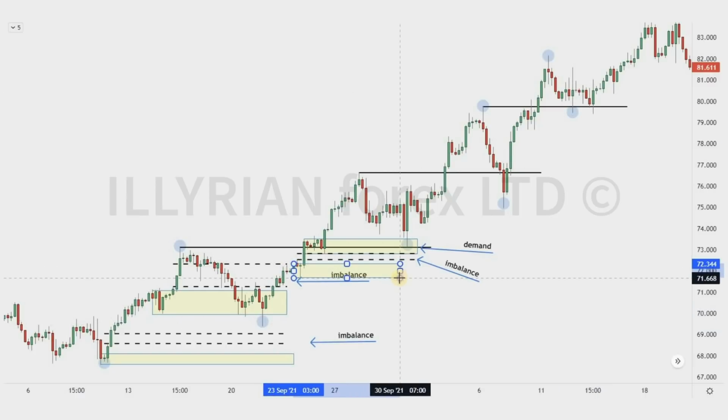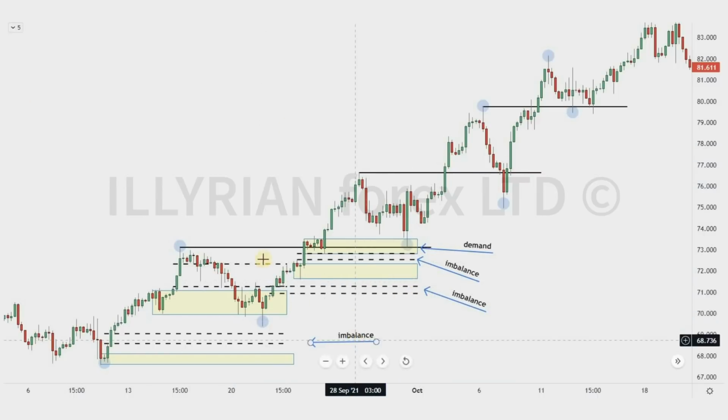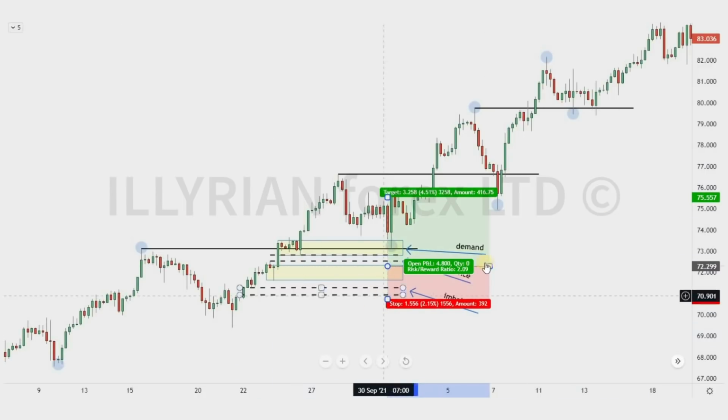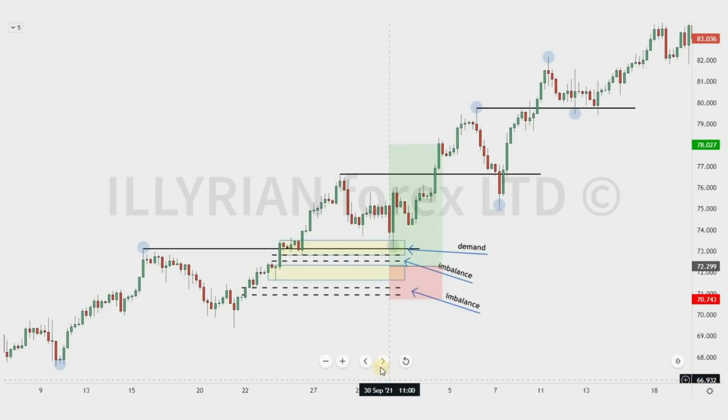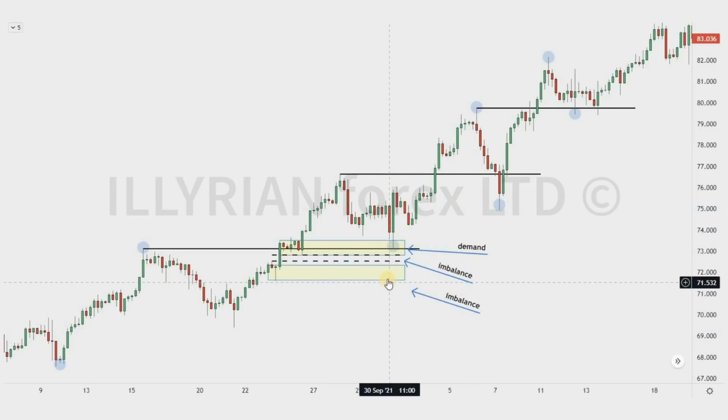On the same impulse, we have another demand and imbalance zone below it. If you find yourself in this situation, there are 2 options: to move the stop loss below the second zone, or to divide the position in half and trade both of them with the same rule that you learned in this video.